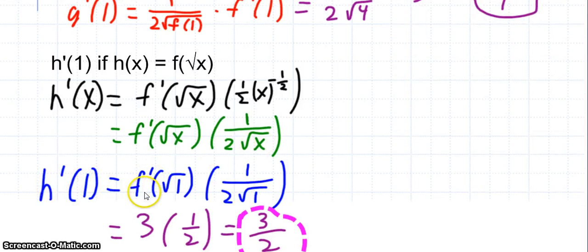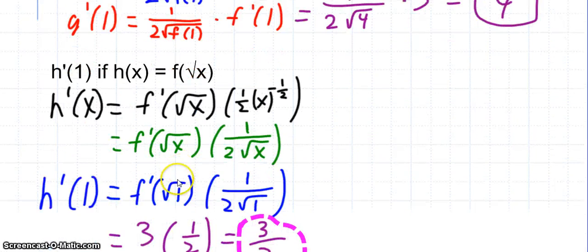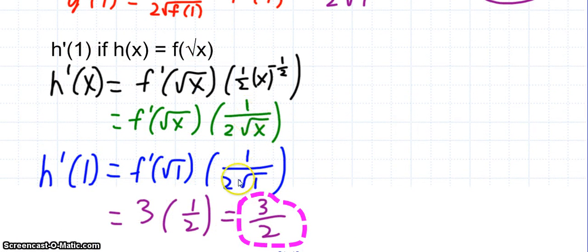So now find h prime of 1. f prime of root 1. Well, root 1 is 1, so then f prime of 1, remember, is 3. And then 1 over 2 times root 1, but root 1 is 1, so this is just 1 over 2, so I have 3 times 1 over 2, which is 3 over 2.